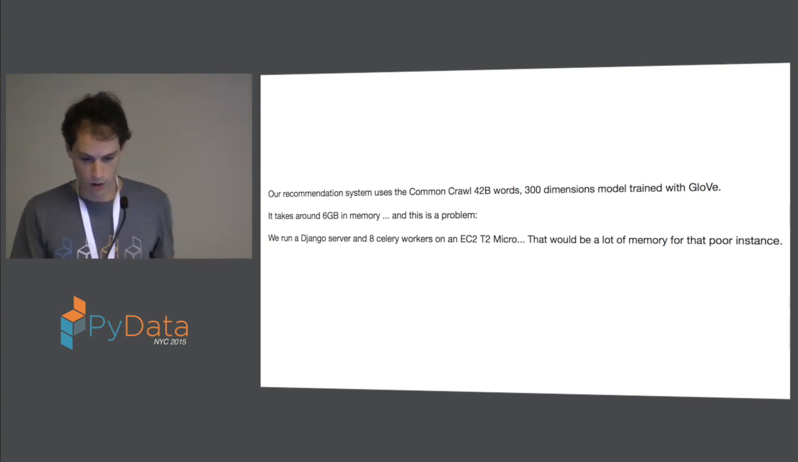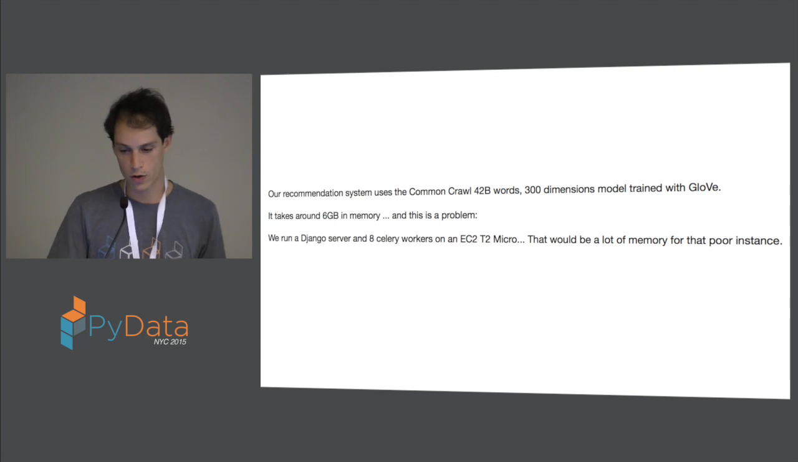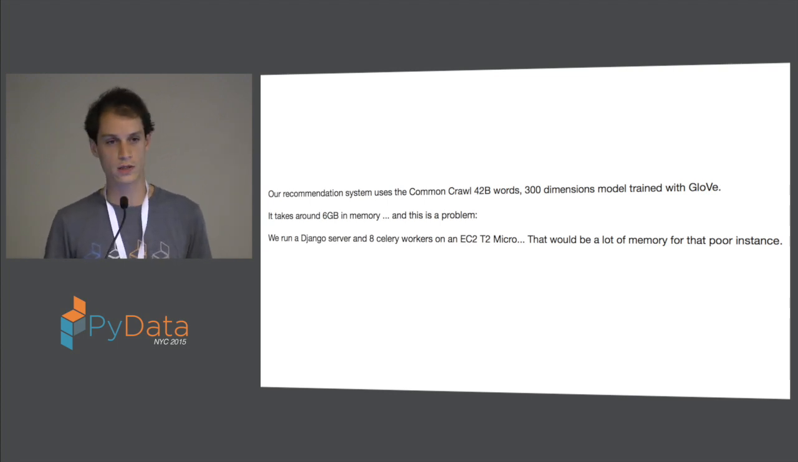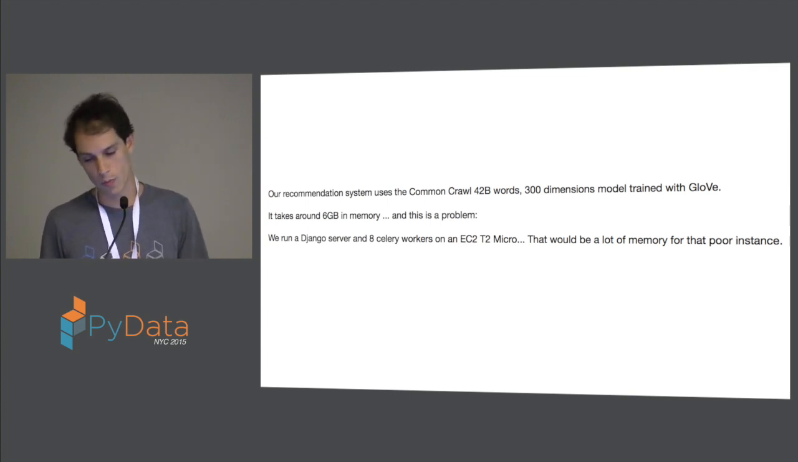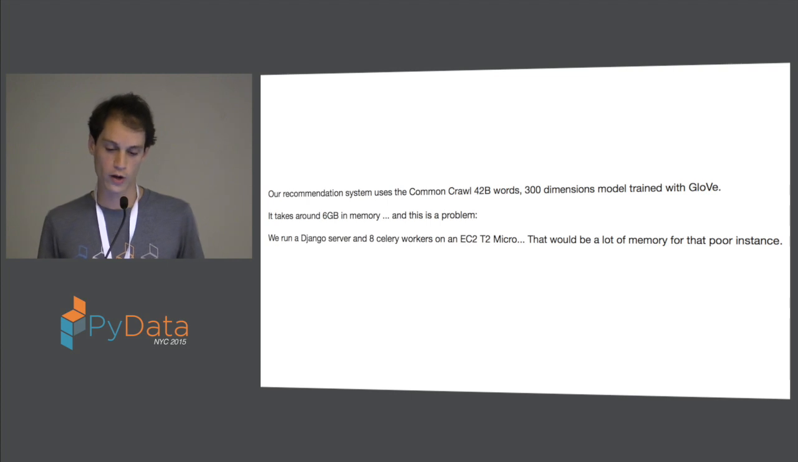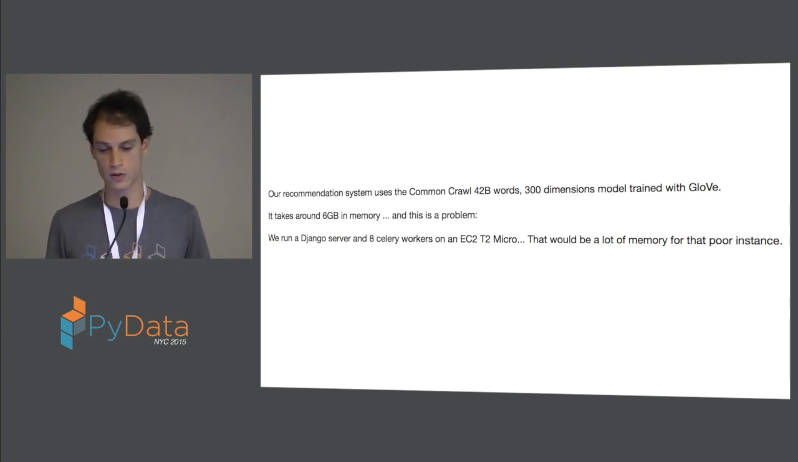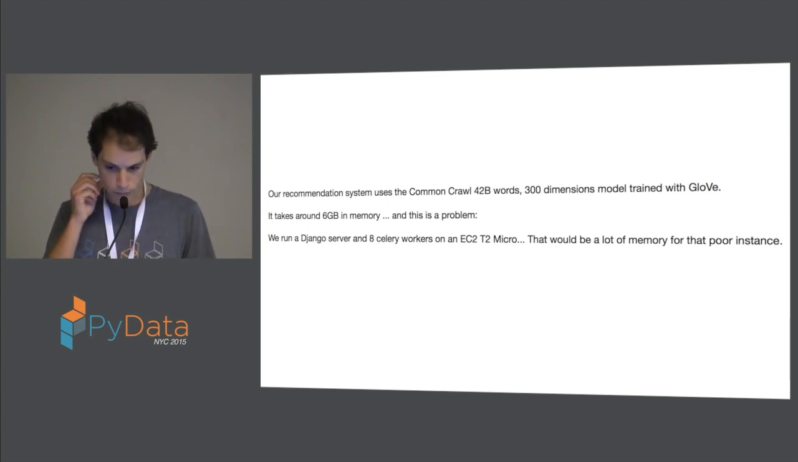So we're using Common Crawl, 42 billion words. Common Crawl, for those who don't know, is a partial crawl of the web. It's an open data effort to provide web crawls that can lead to search engines. DuckDuckGo, for example, is based on Common Crawl.